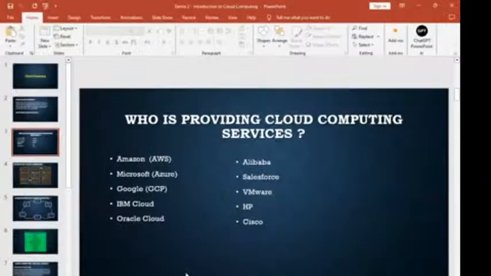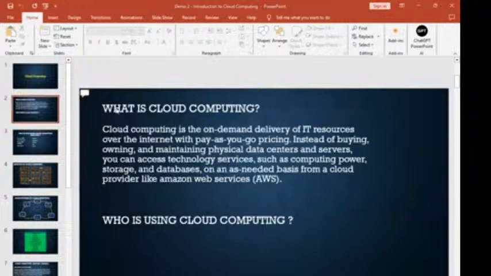So I hope you're more comfortable with the definition now. So what is the definition? Cloud computing is the on-demand delivery of IT resources over the internet with pay-as-you-go pricing. So this is what cloud computing is all about, my friends. You know now what cloud computing is, who is using cloud computing, and who is providing cloud computing. If you want to select any cloud provider blindly, then you can simply go with Amazon or Microsoft or Google. Amazon is the market leader for sure. Amazon is the market leader for cloud providers.